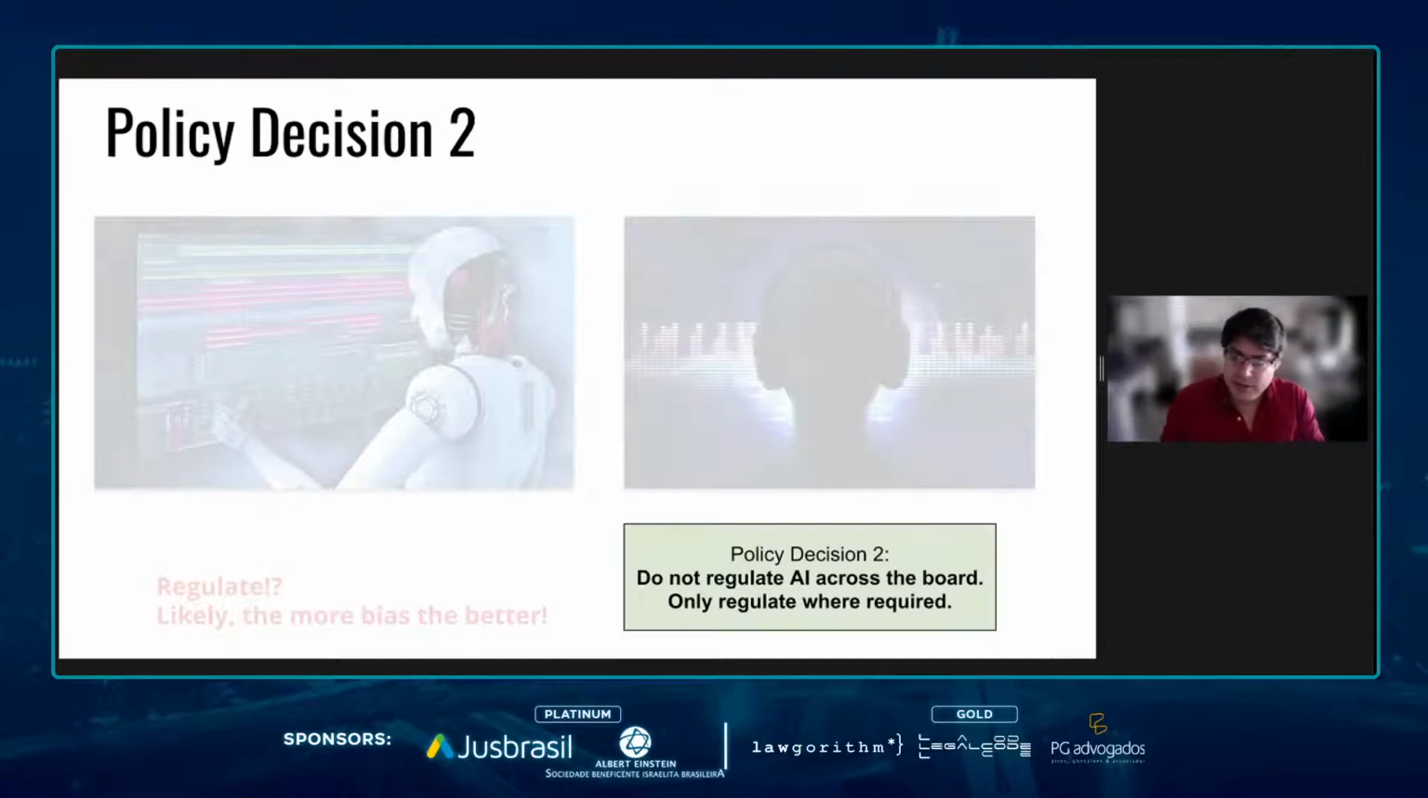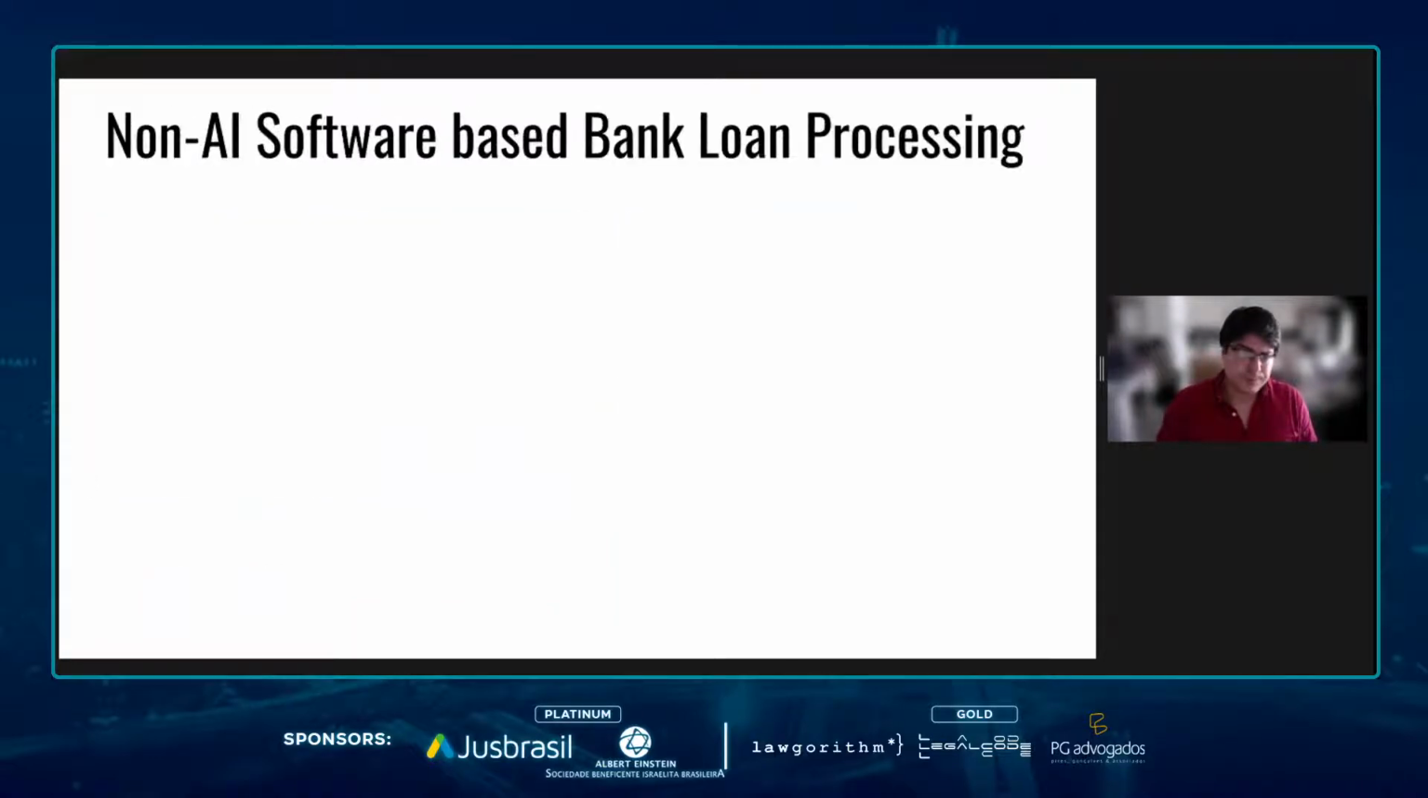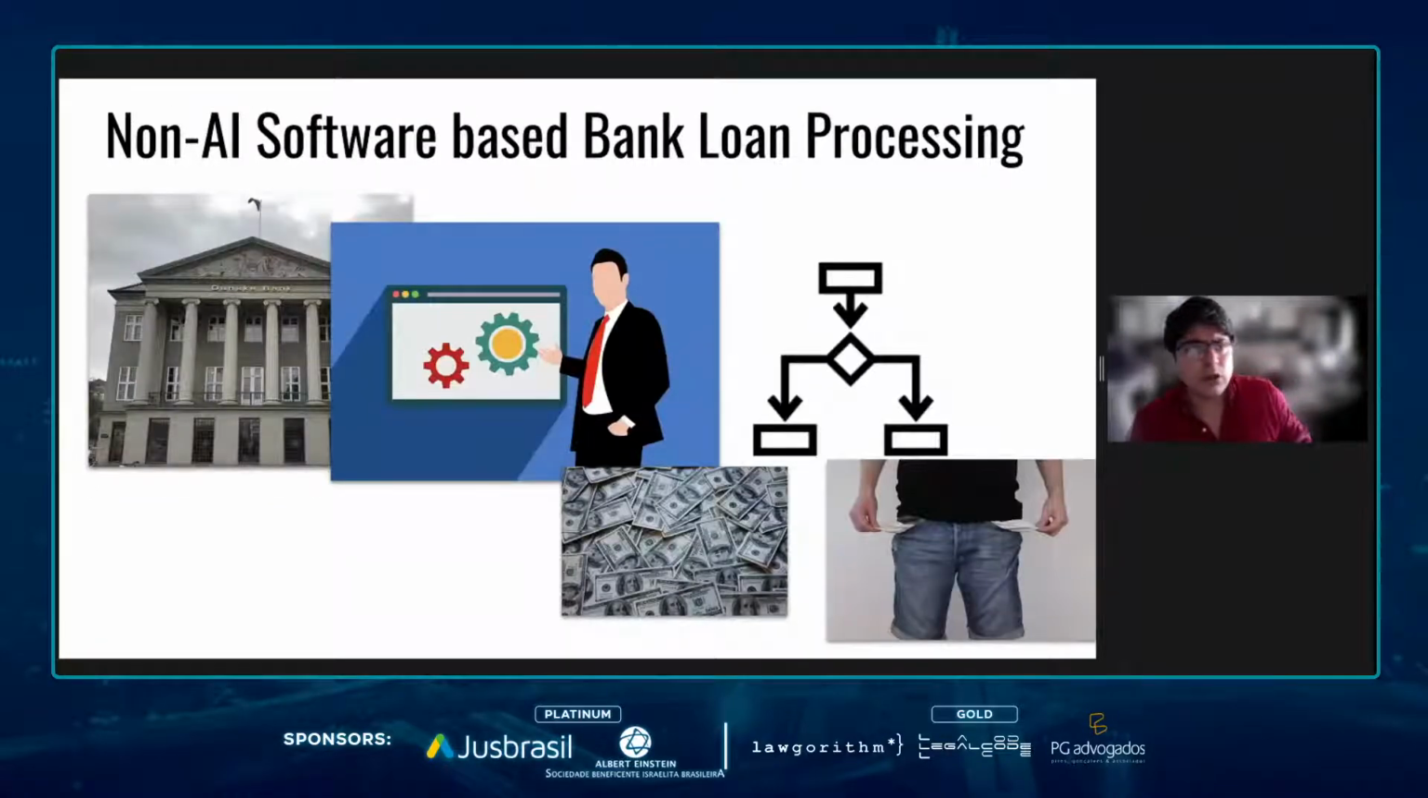So the second policy decision that we looked into was do not regulate AI across the board, because there are many applications which would be stifled if we regulate them. Only regulate where required. So we looked at non-AI software-based systems as well.